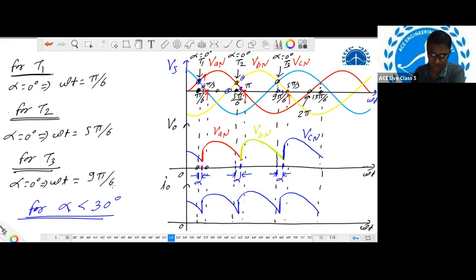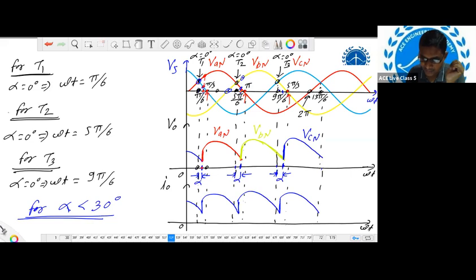So here we have discussed the concept, first for alpha less than 30 degree, and also for alpha equal to 30 degree. For alpha less than 30 degree, the meaning is we need to measure the firing angle of thyristor T1 from omega T equal to pi by 6. If omega T is pi by 6, then alpha equals 0 degree. Now suppose I want to maintain alpha as 15 degree. This pi by 6 means alpha 0 degree for thyristor T1, so in that I need to add 15 degree.